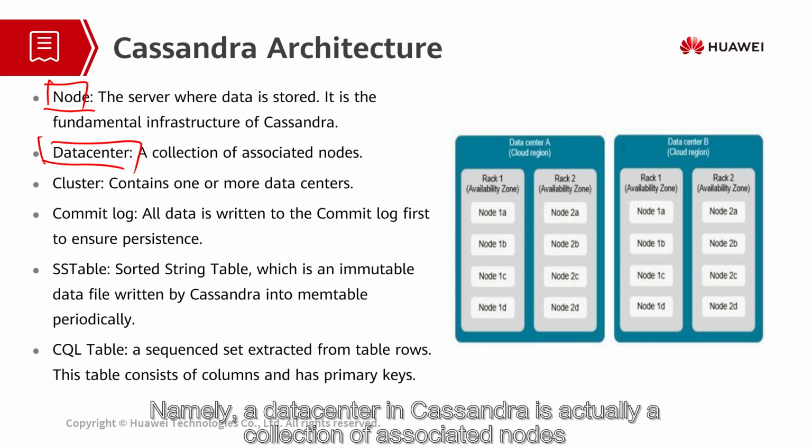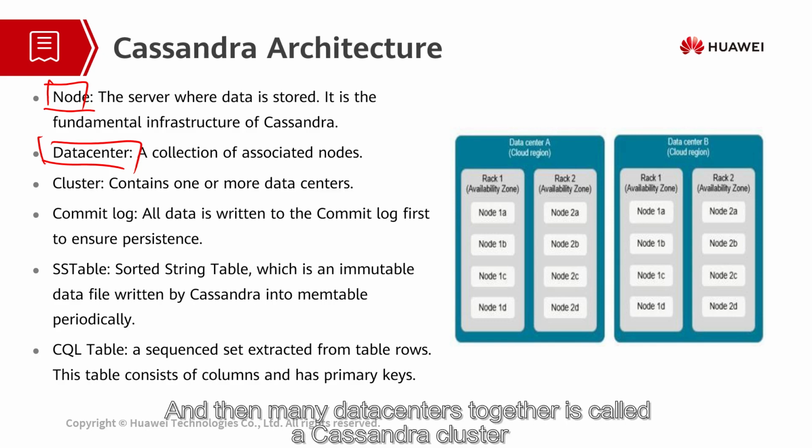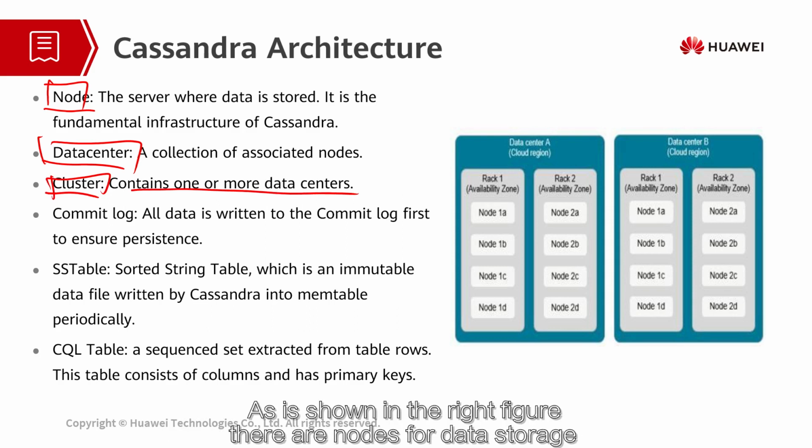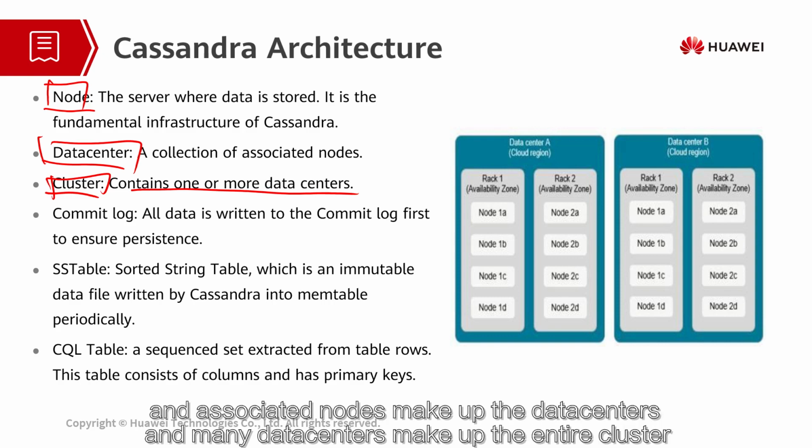Namely, a data center in Cassandra is actually a collection of associated nodes. And then many data centers together is called a Cassandra cluster. That is, a cluster contains one or more data centers. As is shown in the right figure, there are nodes for data storage, and associated nodes make up the data centers. And many data centers make up the entire cluster.